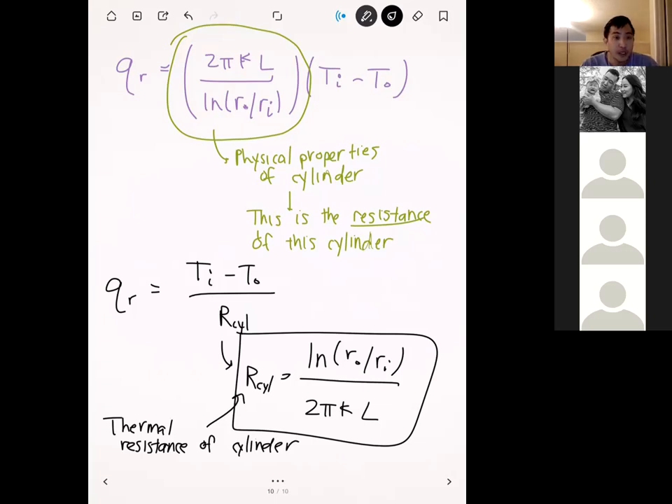And so what we'll see later on is that we can do thermal circuit problems with cylinders in exactly the same way. The only thing is we're going to use a different formula for the resistance. All right, any questions on this before we do another example with the heat equation?